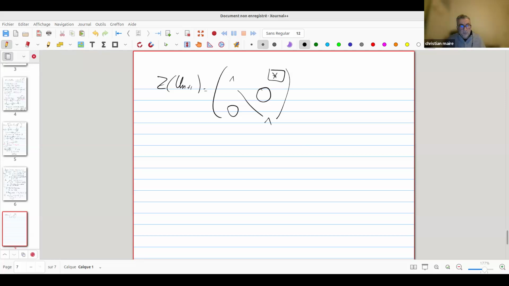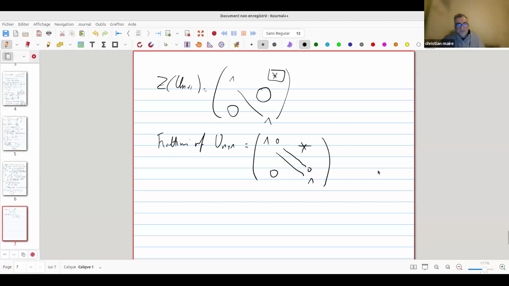And also, it's not difficult to see the Frattini subgroup of this. Of course, U_{n+1} is a p-group, so the Frattini subgroup of U_{n+1} is: you have 1 on the diagonal, you put 0 on the first upper diagonal, and some coefficients above. So this is the Frattini subgroup of U_{n+1}.